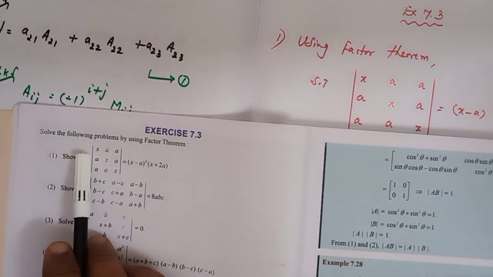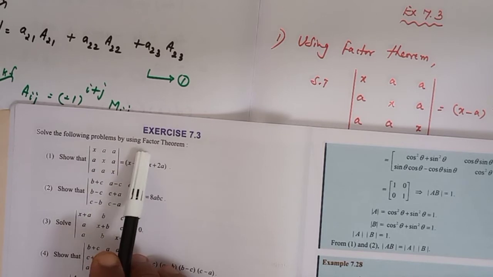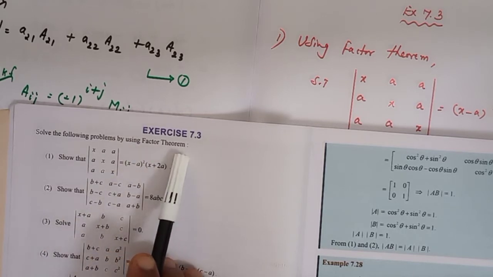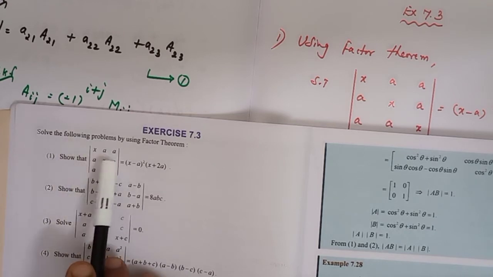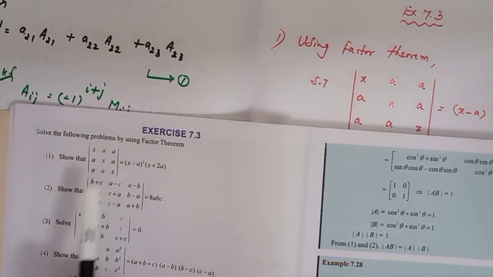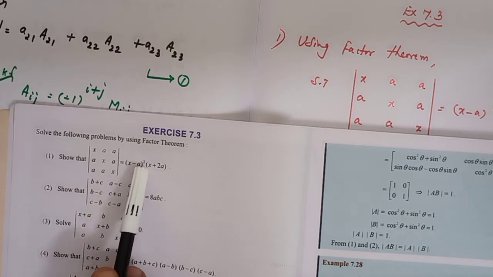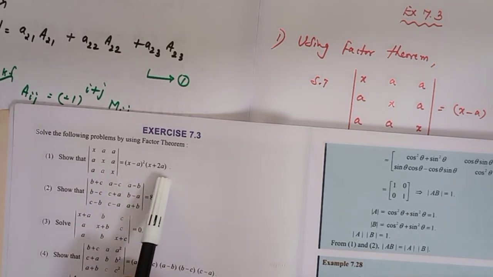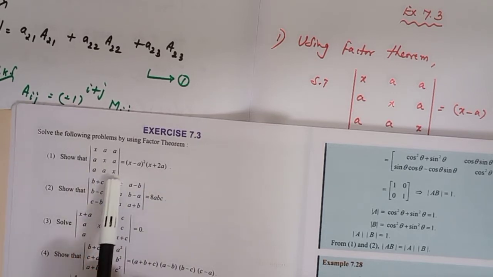Look at that. Solve the following problems, each and every problem to be solved using the factor theorem. First one, show that the determinant of (x a a; a x a; a a x) is equal to (x minus a) whole square into (x plus 2a). Here, this determinant is a cyclic symmetric. Why is it called a cyclic symmetric?